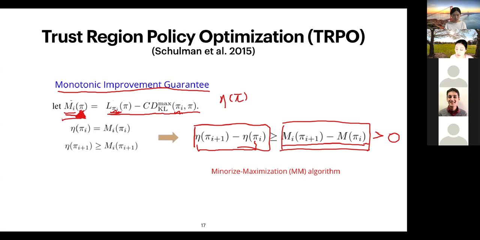Any questions here? Of course, this has to be enforced by your algorithm update. You want to make sure that this M, which is calculable, you can calculate this lower bound. Therefore, you can make sure that this thing is always greater than or equal to zero. Of course, you don't want it equal to zero. Really, you want it to be greater than zero so that you have an improvement. Okay, so that's why trust region policy optimization can guarantee a monotonic improvement in terms of the values of each update, which is a very nice property in deep reinforcement learning.